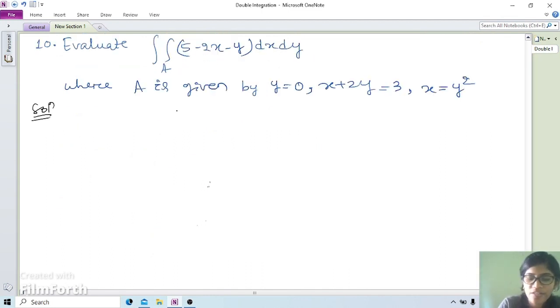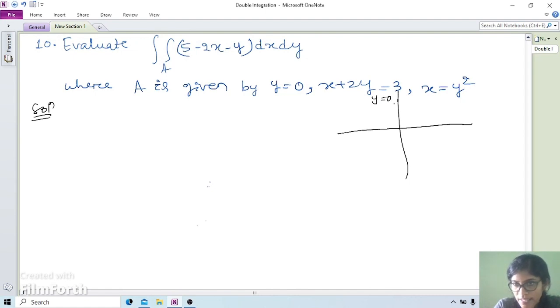Here, first evaluating this question, first draw a graph and find the portion whose area we will find. Here y equal to 0, that means the line or the axis is y equal to 0. And next is x equal to y square. Since the y power is even, that means symmetric to x axis. That means this graph, the graph x equal to y square.